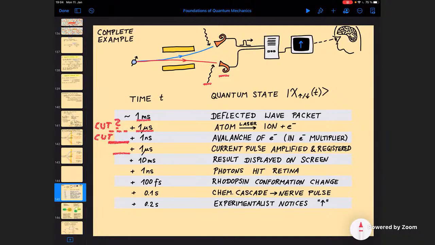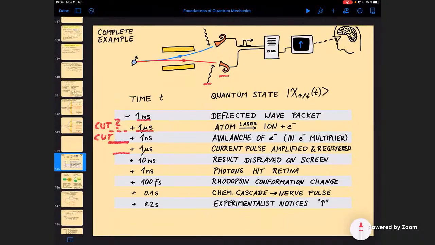Is there any question about this slightly fanciful example? Okay, not.